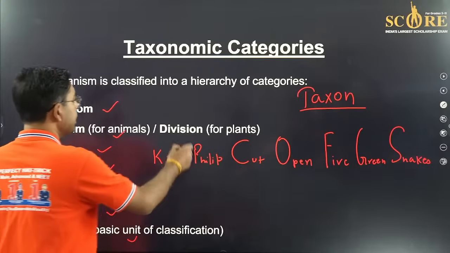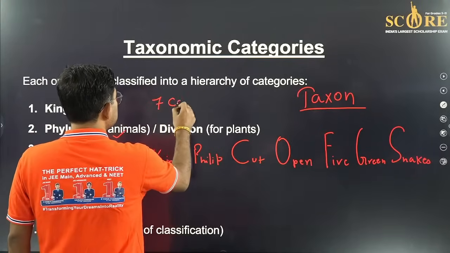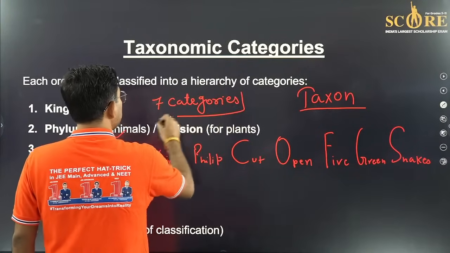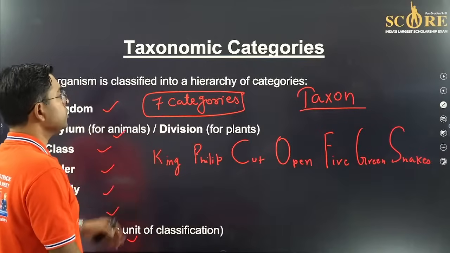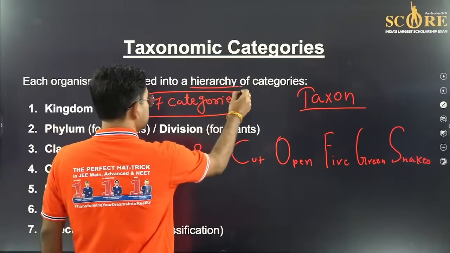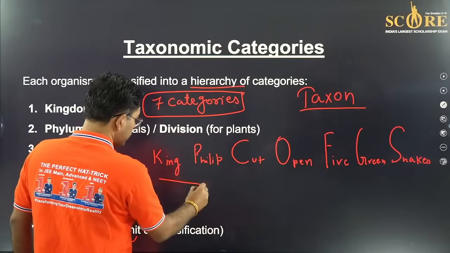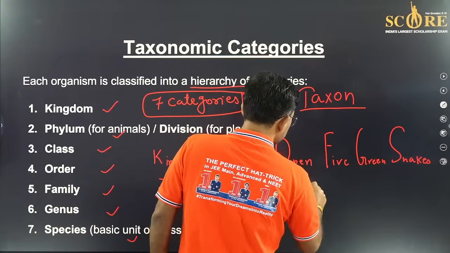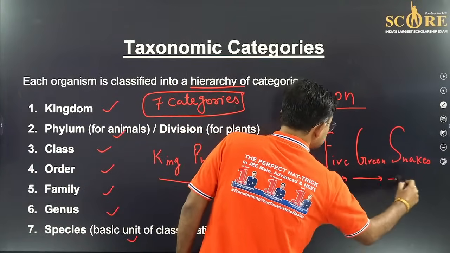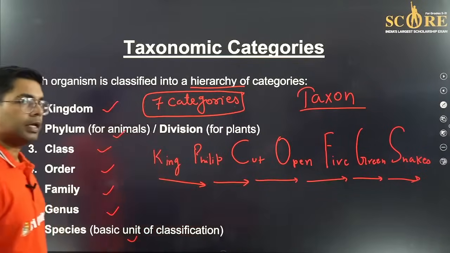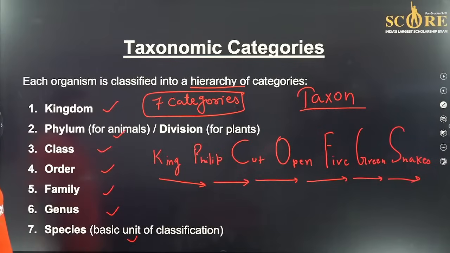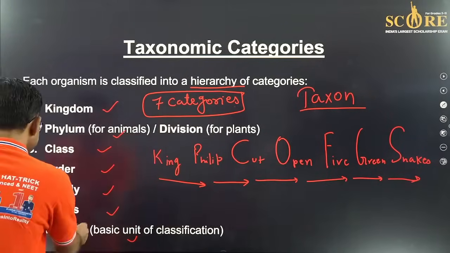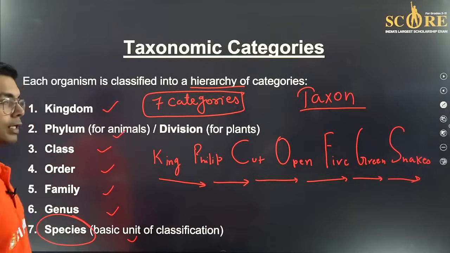So how many categories are there? Total there are 7 categories. And in which order will you arrange them? This arrangement is called hierarchy. And this hierarchy is in this form. You will go from kingdom to phylum, class, order, family, genus and species. Clear? So this is hierarchy. Now which is the basic unit of classification? You will say species is the basic unit of classification.